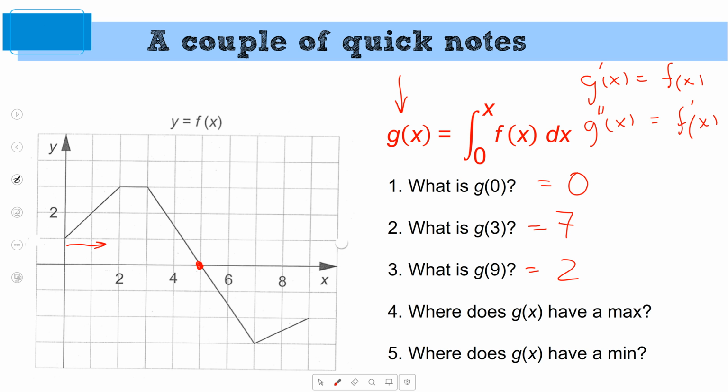This is bad. Okay, so taking the derivative of g of x, we get f of x. A critical number would happen at 5 because that's where the derivative of g changes from positive to negative. Perfect. That same idea would apply for the minimum. Where's the minimum? Say again?